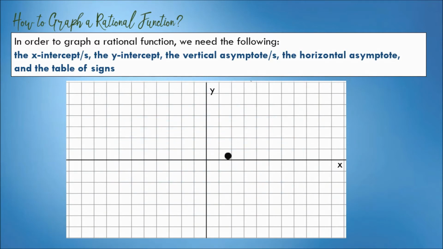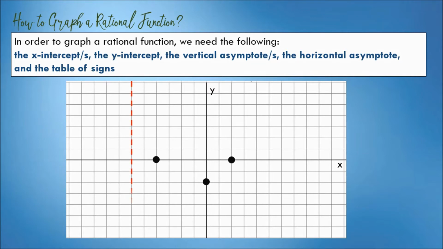The x-intercept is located in the x-axis. It can be on the positive and negative value. It can also be one or more, depending on the given function. The y-intercept is located in the y-axis. It can be on the positive or negative value only, because the rational function should only have one y-intercept, or none, depending on the given function.